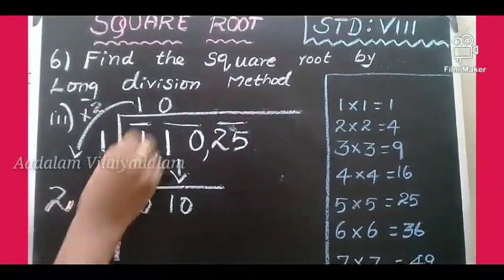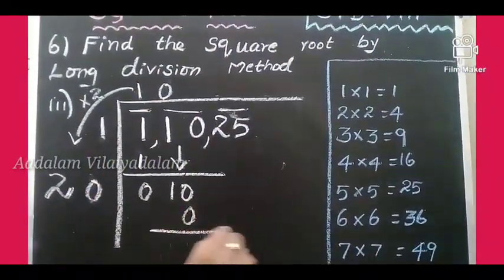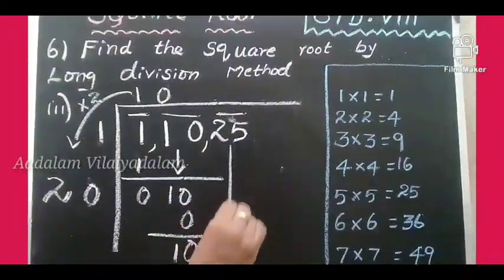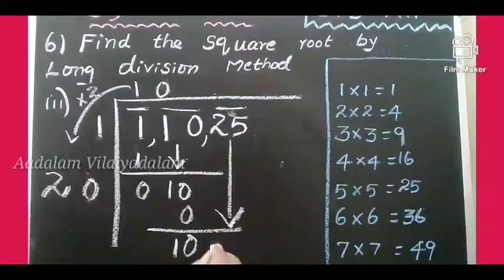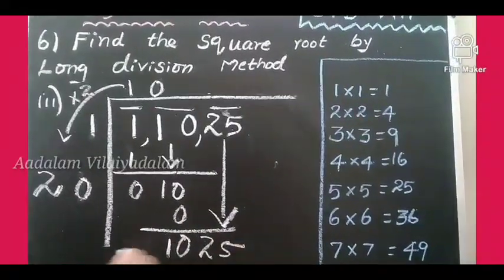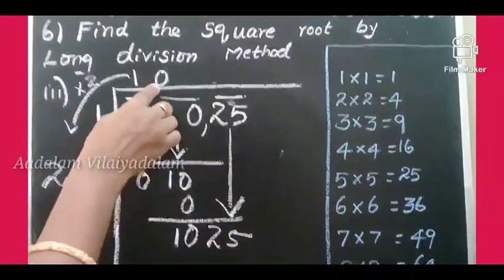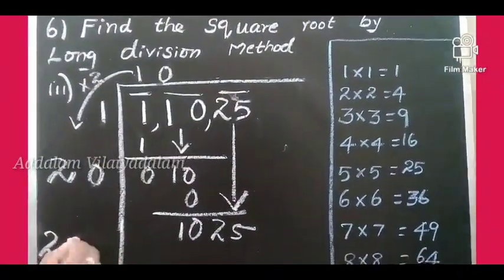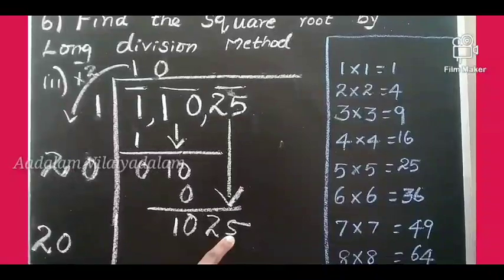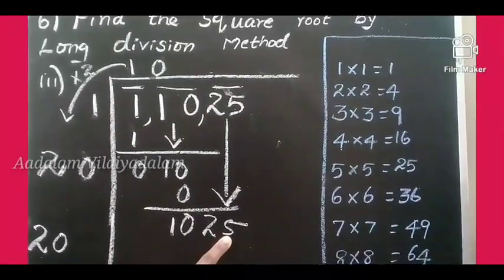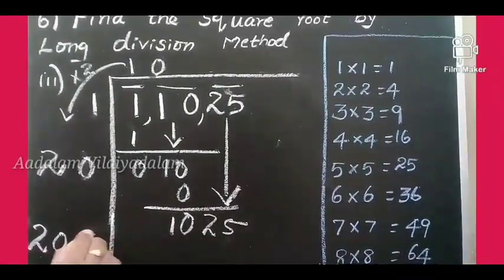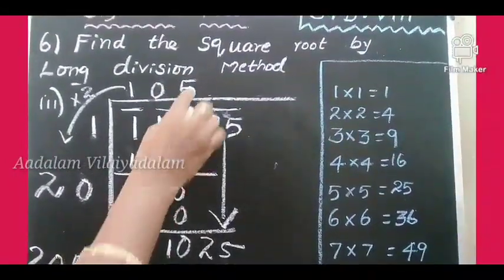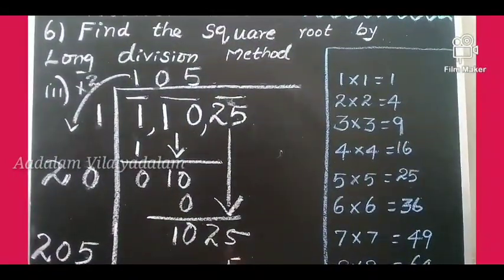So 20 into 0, the answer is 0. So 10 minus 0, 10. Next we write the second pair, 25. Here, 10 into 2, the answer is 20. Here the last digit is 5, which means only 5 is possible. Here you write 5. Here also write 5. So 5 5s are 25.